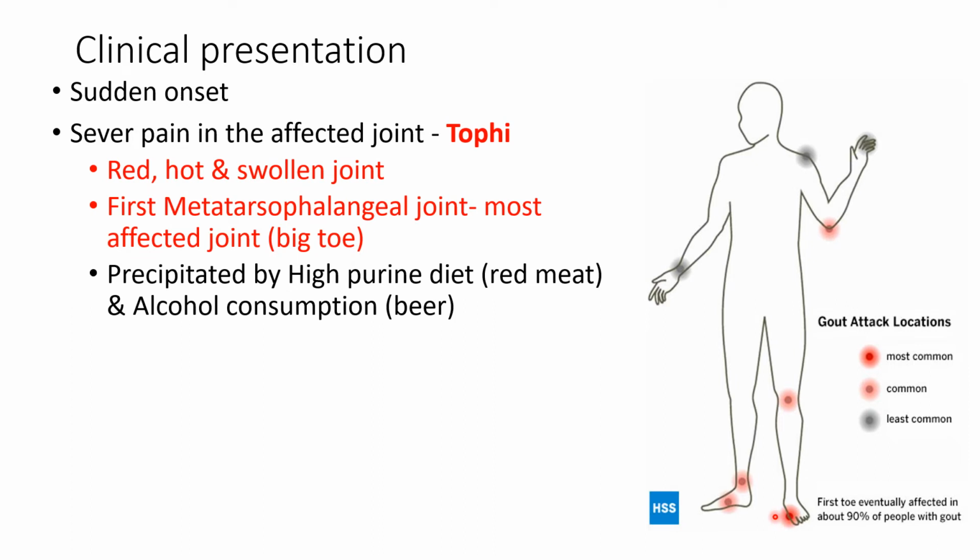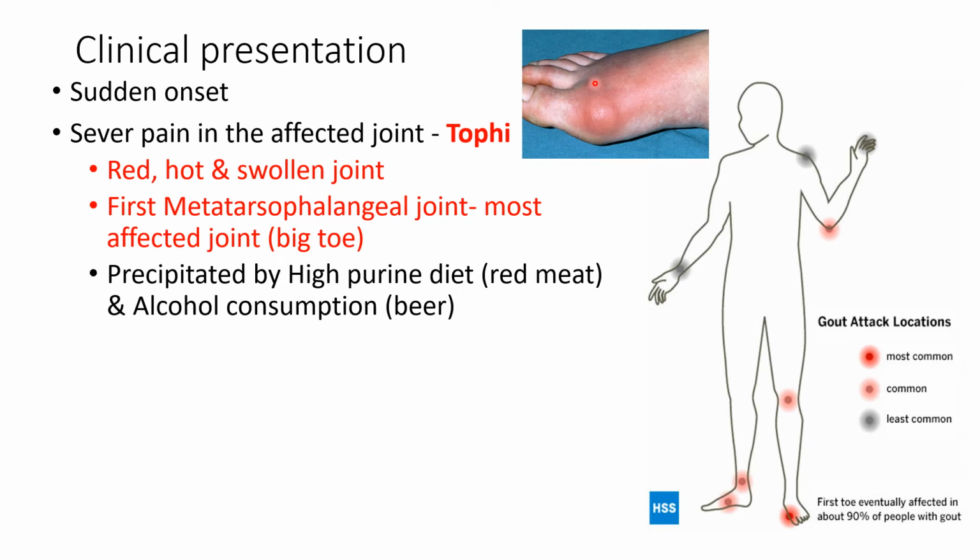And this clinical manifestation can be precipitated by high purine content diets. High purine content means the non-vegetarian meat, red meat, poultry, fish, they are rich in purine, so they might precipitate the attack of gout. Apart from this, alcohol consumption, especially the beer, also precipitates the condition.